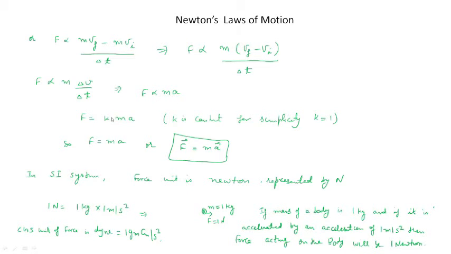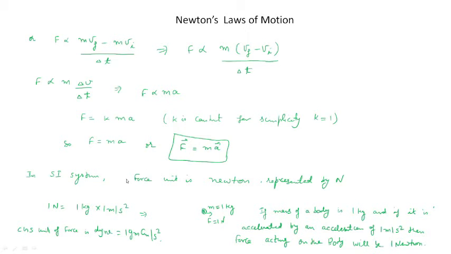Delta v upon delta T, you know that it is equal to acceleration, so F is proportional to m into a. If we remove the proportionality sign, then we can use a constant k, then force F will be equal to k into m into a. For simplicity, we write k as equal to 1. So the Newton's second law mathematical form becomes F is equal to mass into acceleration, or in vector form we can write it as F vector is equal to mass into acceleration vector.